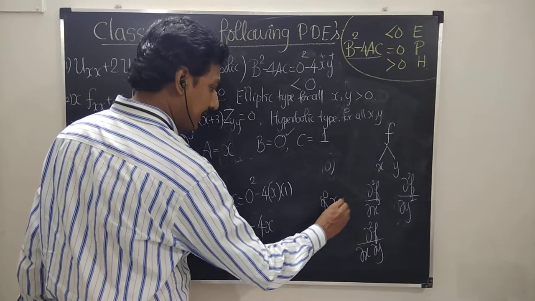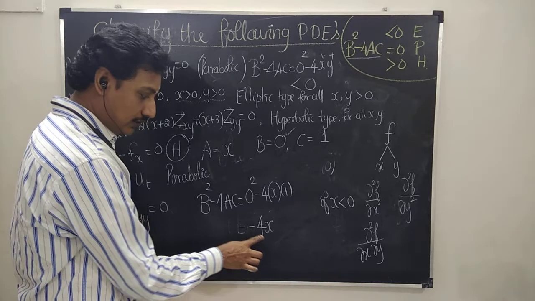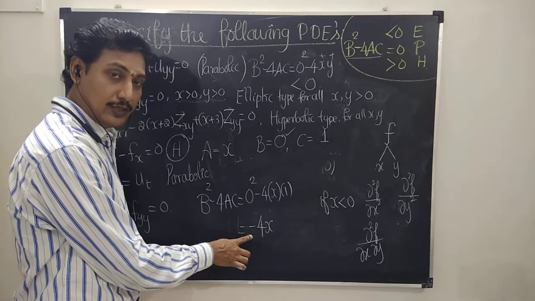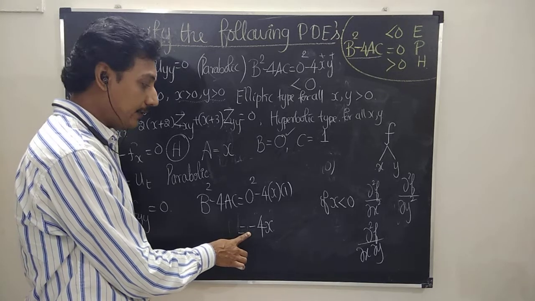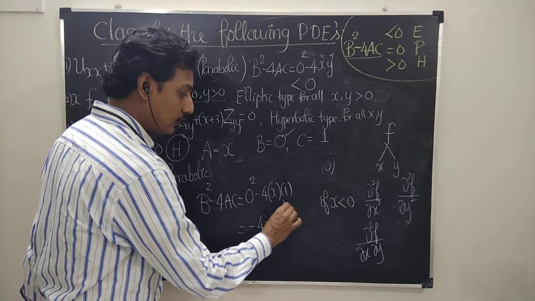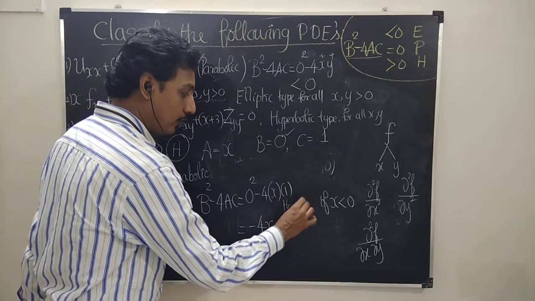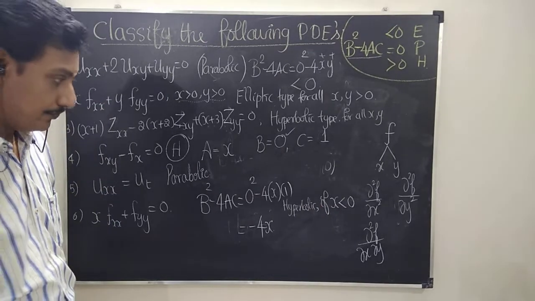Suppose x is negative, what happened? Minus 4 is behind the term. So x is negative, minus 4 is also negative. Negative into negative becomes positive. So if x is negative, this becomes positive. Positive means this becomes hyperbolic. So hyperbolic if x is negative.